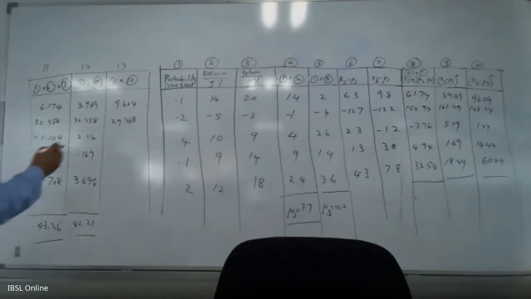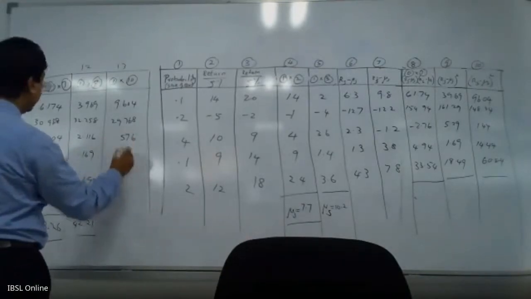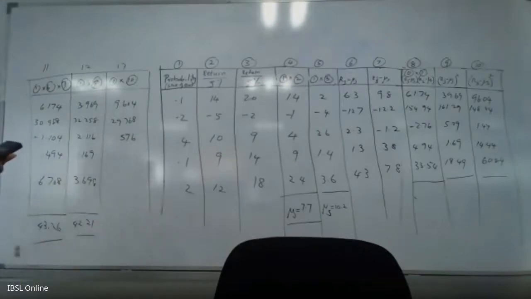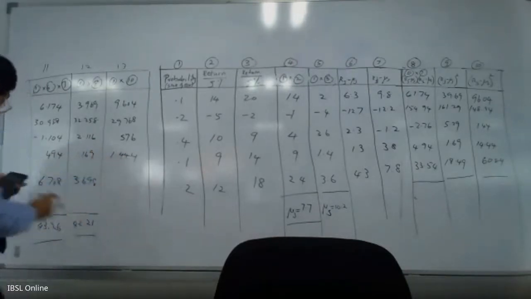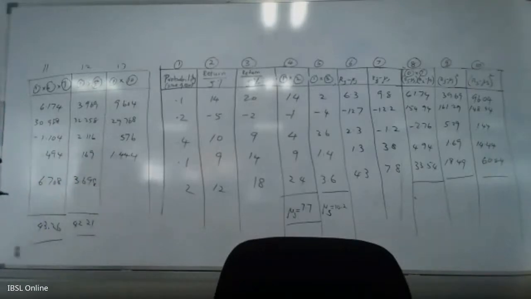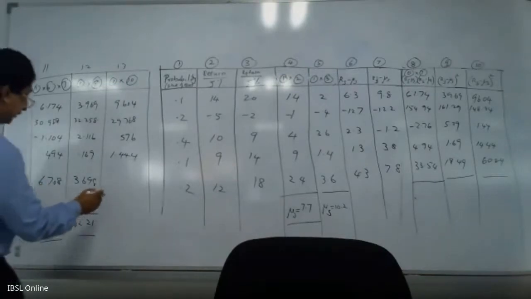That is 0.576. Then you get 0.1 into 14.44, that is 1.444. Then you get 0.2 into 60.84. That is 12.168.